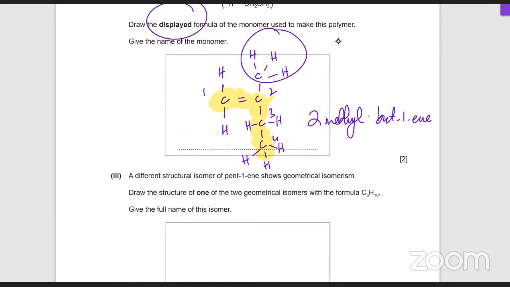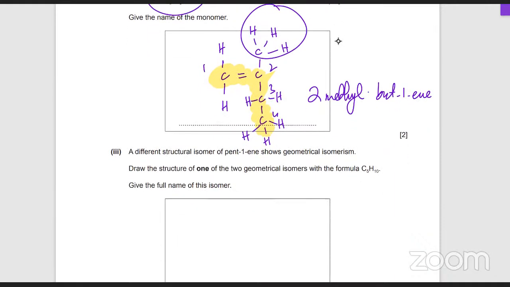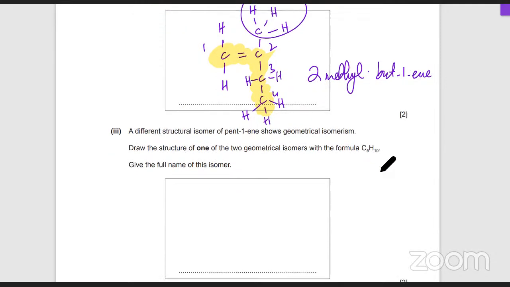As a 2-methyl butene. A different isomer of this does not show cis-trans. Okay, a different structural isomer of pent-1-ene shows geometrical isomerism. Draw the structure of one of the two geometrical isomers with the formula C5H10. Give the full name of this isomer. So he's saying that draw one of the geometric isomers. Okay, so it should.